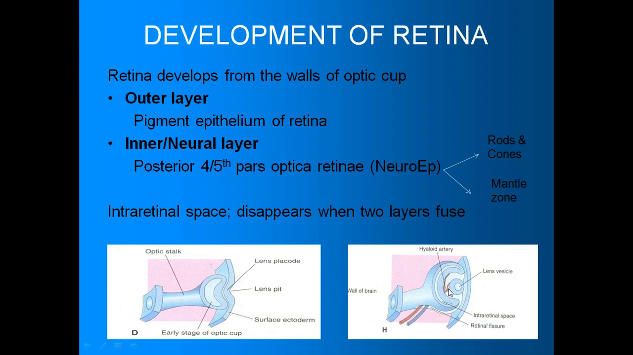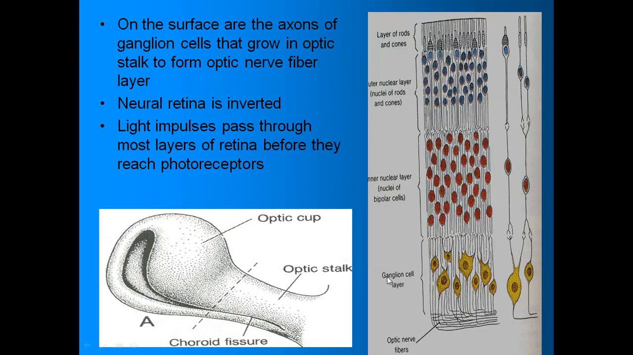The artery which was supplying the lens, it's not called the lens artery, it's called the hyaloid artery, disappears within the eyeball, and a jelly-like material will be present behind the lens, called the vitreous humor. This artery will be present within the optic stalk as the central retinal artery and the vein.